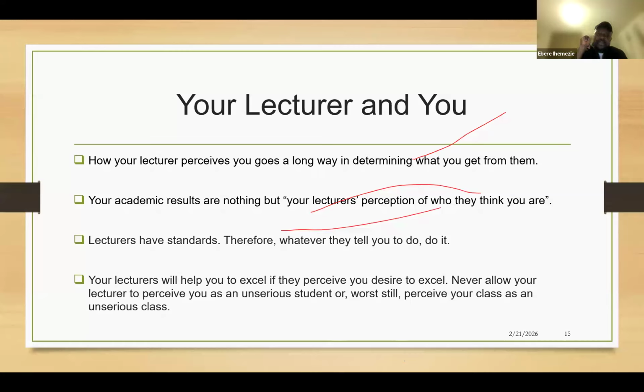Secondly, your lecturer will help you to excel. And I'm saying this from the position of once a student and now a lecturer. Your lecturer will help you to excel if they perceive that you desire to excel. And I always give you this advice: never allow your lecturer to perceive you as an unserious student, or even perceive your class as an unserious class, because it will affect the kind of grade you get.